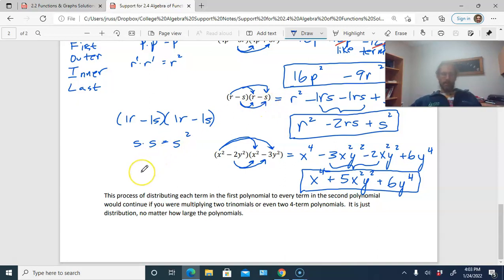Okay, and then this last point, it says, this process of distributing each term that's in the first polynomial to every term in the second polynomial, that's what we were doing here, would continue even if you were multiplying two trinomials together or even two 4-term polynomials together. You're just distributing, okay? You're just taking each term in that first set of parentheses and multiplying it to all the terms in the second set of parentheses.